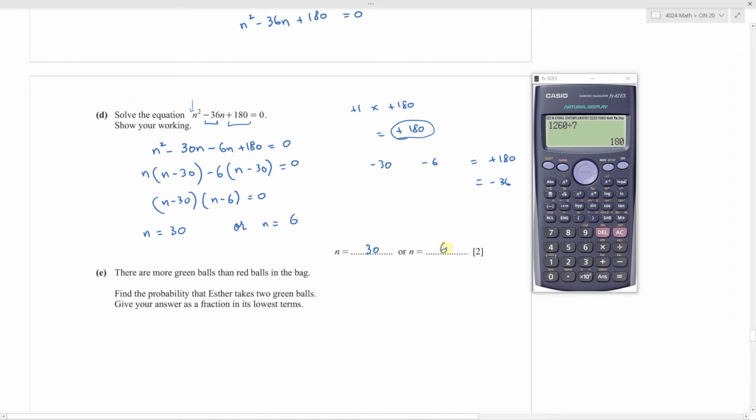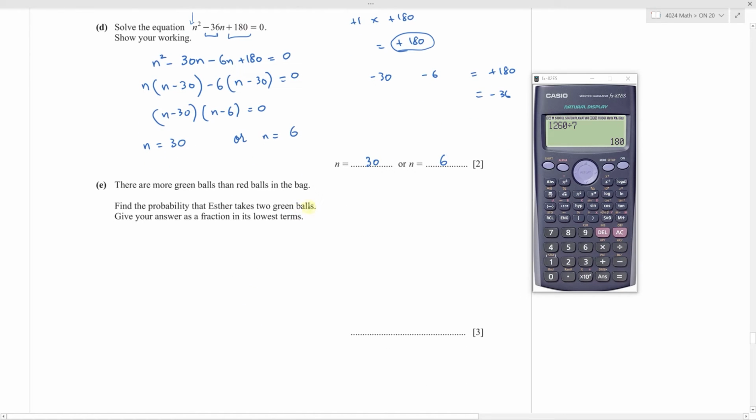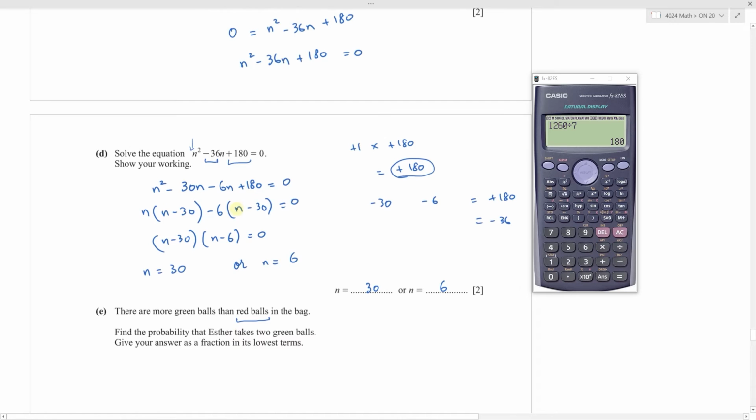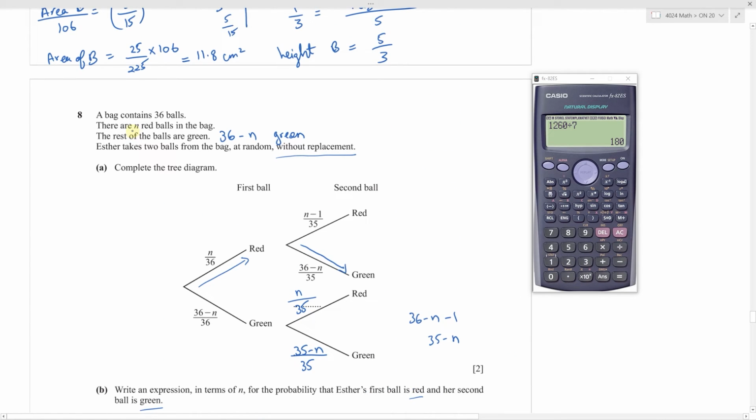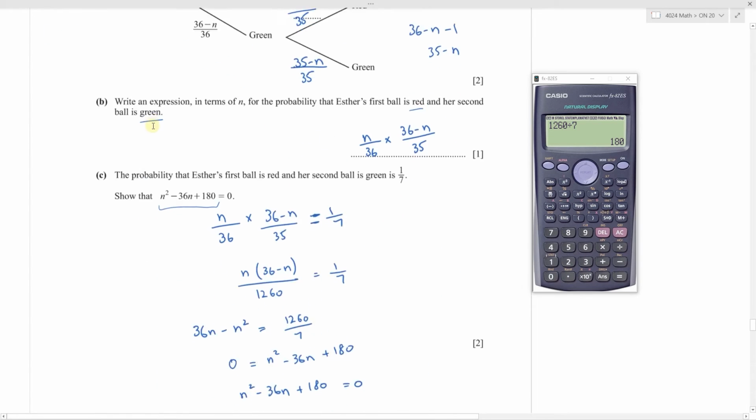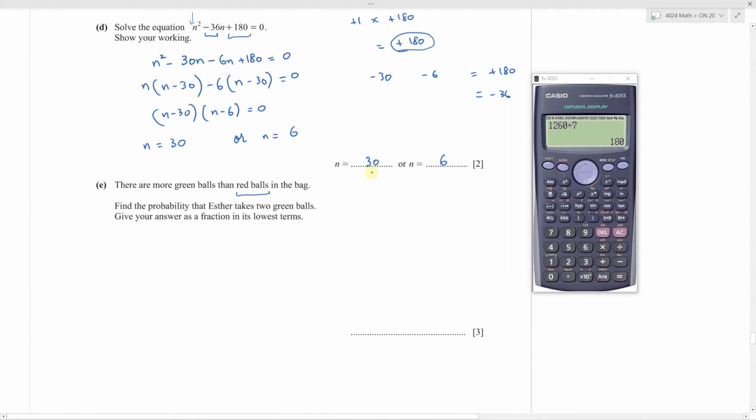Part E is there are more green balls than red balls in the bag. Find the probability that Esther takes 2 green balls. Give your answer as a fraction in its lowest forms. So first, we need to check what is the actual number of red balls in the bag. So in the start, we were given that there are n red balls in the bag, but here you have two values of n. Your n is either 30 or 6, but you're given there are more green balls than red balls.